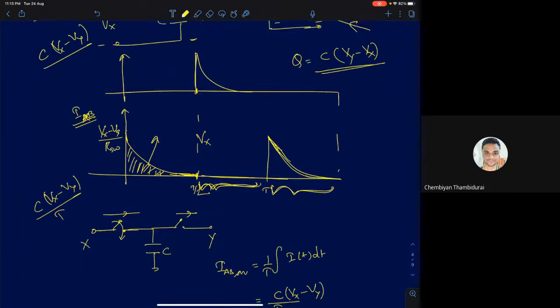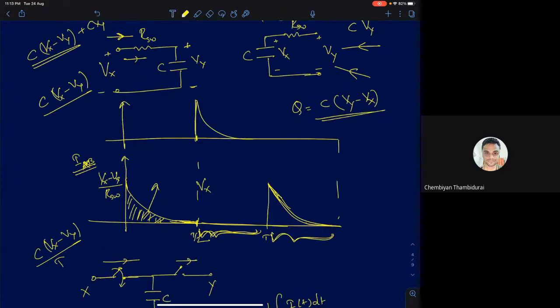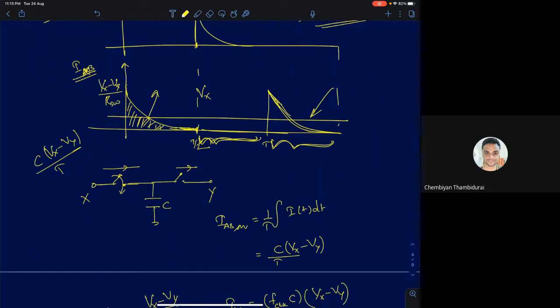Now, if I look at the current drawn from the input terminal Vx to Vy, we are looking at the average behavior. In the steady state, what is the average current drawn from Vx and delivered to Vy? That will be the average value of this current. That is simply the charge stored per cycle, which will be C times (Vx minus Vy) divided by T. That's your average current drawn from the input.